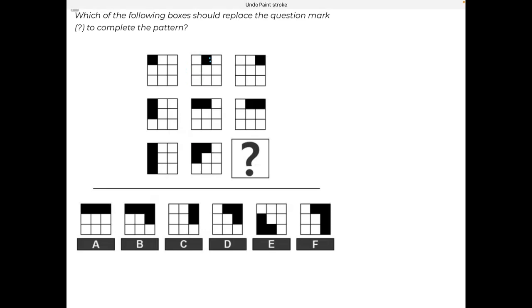So the same can be true of our third element in that row. We are adding, if the snake head is here, we are adding the midsection to the left, and we are adding the tail to the left, which would also give us answer choice A as our correct answer.